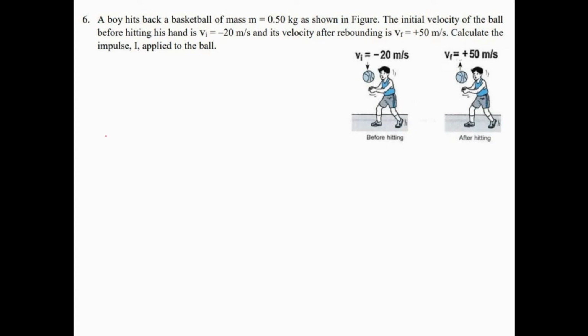A boy hits back a basketball of mass 0.5 kilogram. So what is the mass of the ball? The mass of the ball is 0.5 kilogram as shown in the figure. The initial velocity of the ball before hitting his hand is given here as minus 20 meter per second, and its velocity after rebounding is 50 meter per second. So what is the final velocity? It's mentioned as 50 meter per second. Calculate the impulse.